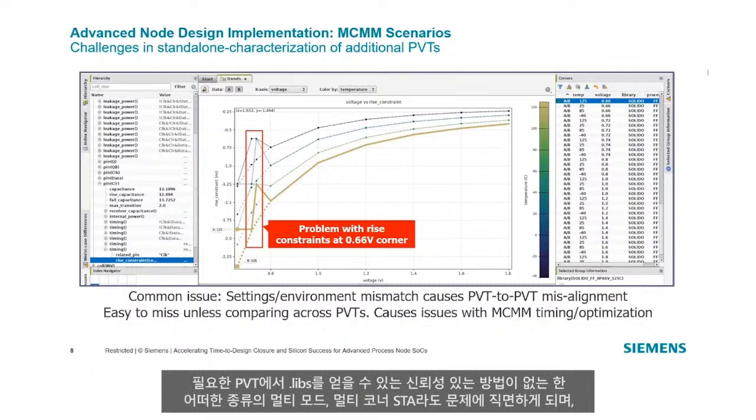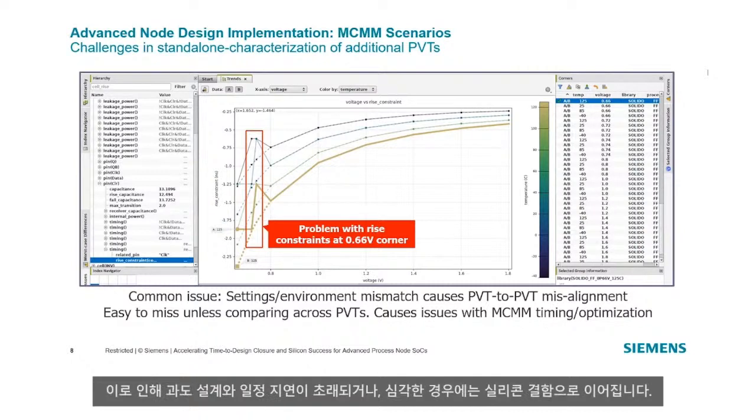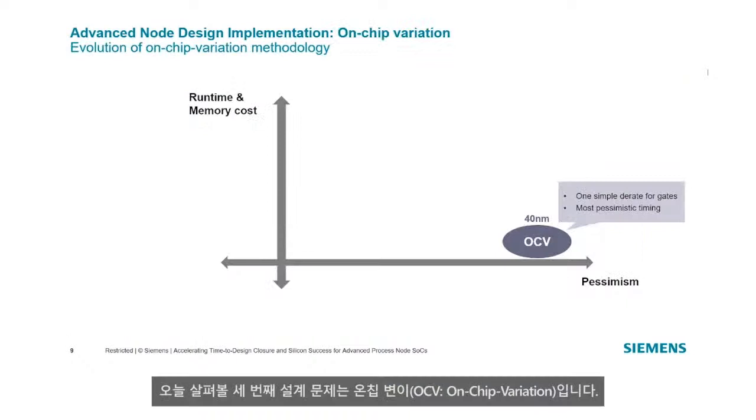Without a reliable way to obtain .libs at the required PVTs, any kind of multimode multi-corner STA will run into problems, and design teams end up with incorrect timing, power, or noise calculated by STA. This leads to overdesign and schedule delays, or in severe cases, silicon failure. The third design challenge we will discuss today is on-chip variation.